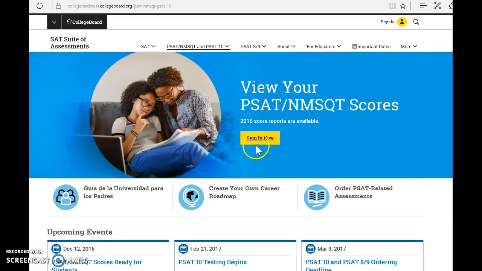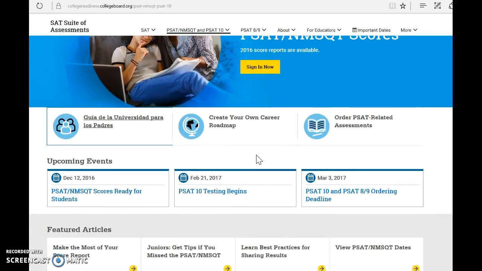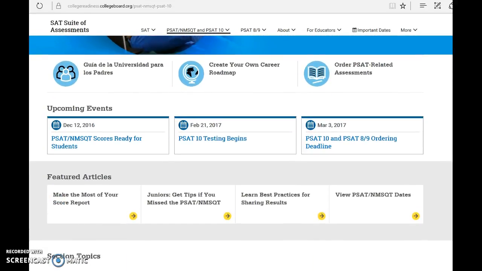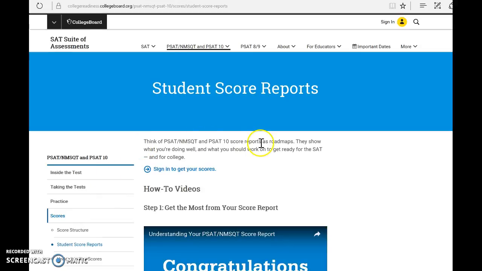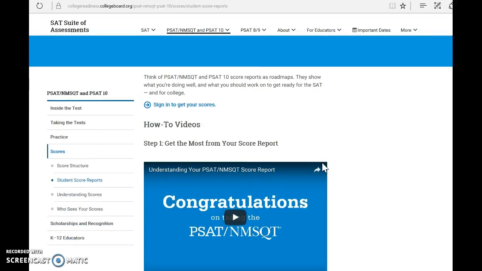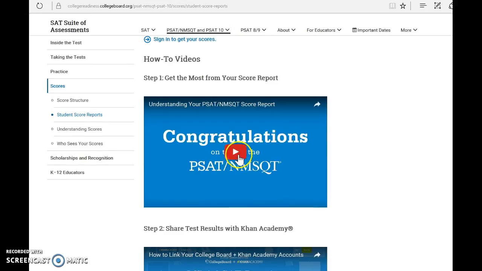Once again, they're giving you an opportunity to view your individual scores, which you should really do. But then they have resources, right? It just gives some important dates for educators, but I like this section here, make the most of your score report. This is taking me to all sorts of resources. So we're going to start with what they suggest right here. We'll watch this short video and then go from there.